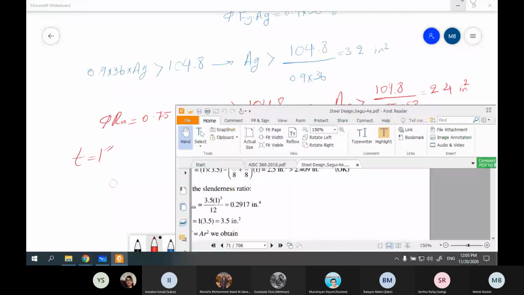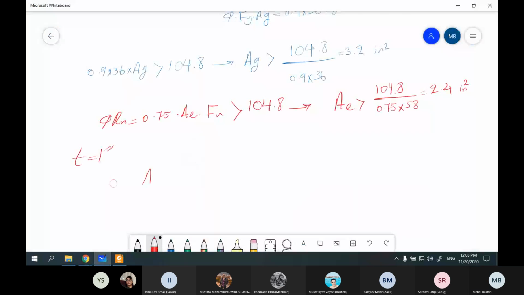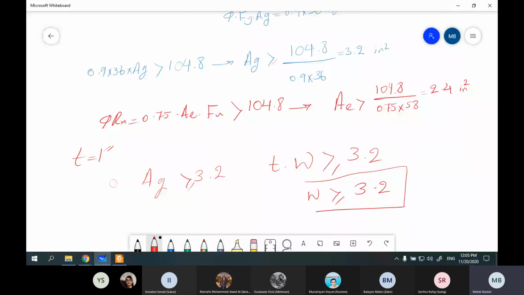So if t equal to 1 inch is available, Ag should be greater than or equal to 3.2. So thickness times w should be greater than or equal to 3.2. So t is 1, w should be greater than 3.2. At least you need this.